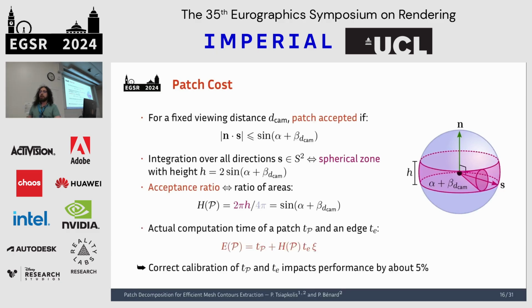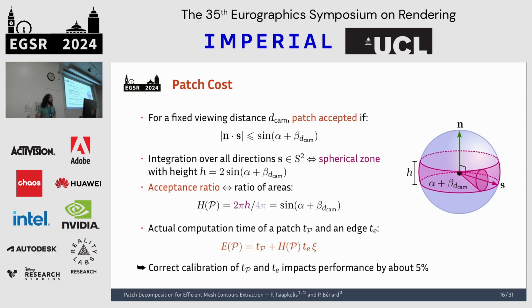From then on, we add a calibration step where we measure the computation time of a single patch and the computation time of a single edge. We define the expected cost function as the time it takes to compute a patch plus the time it will take to compute all the edges of the patch times this heuristic.